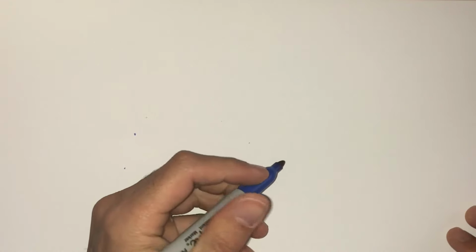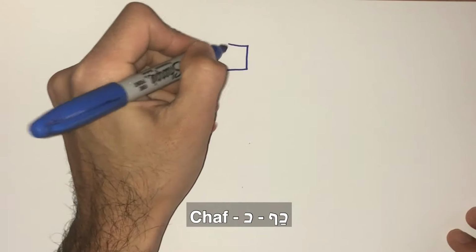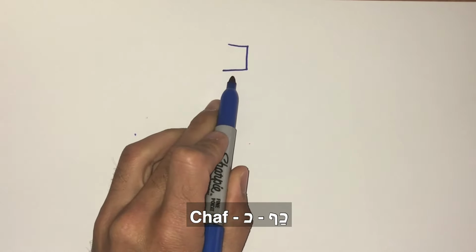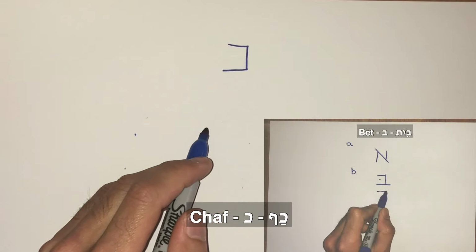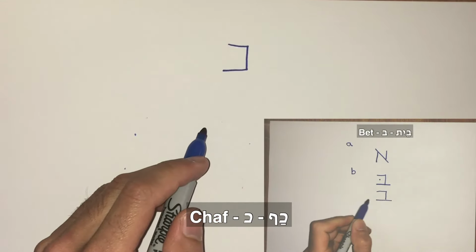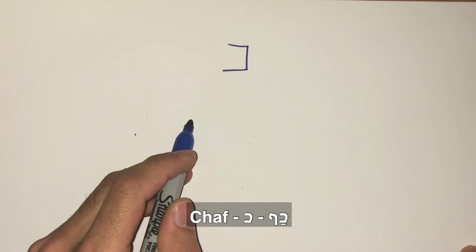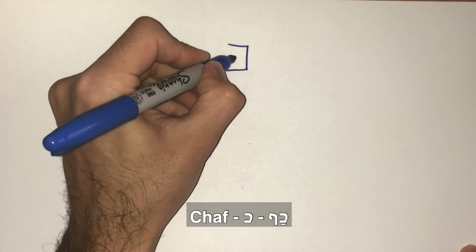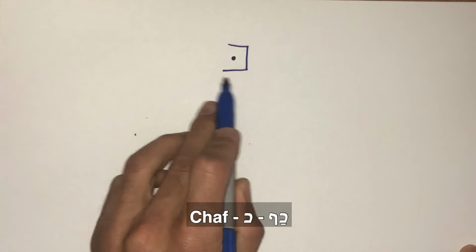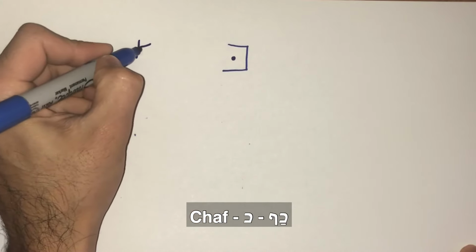The next letter is Chaf. This is the way to write it down. Now, do you remember the letter bet? We have the special dot inside the letter. We changed the pronunciation of the letter. Now, in this letter, whenever we have the dot inside it, it is pronounced as K, like K in English.